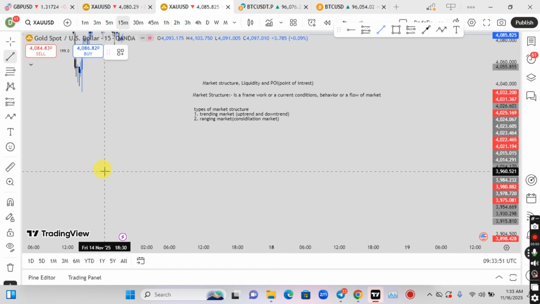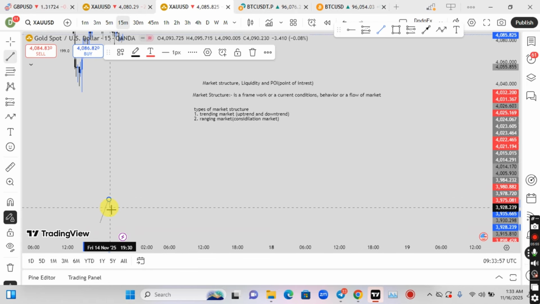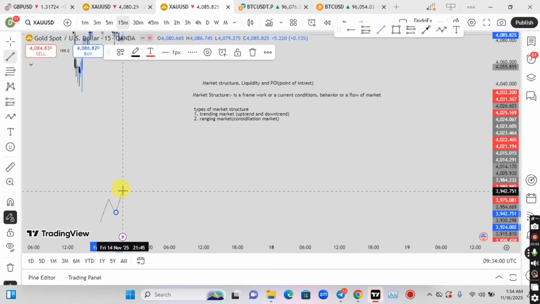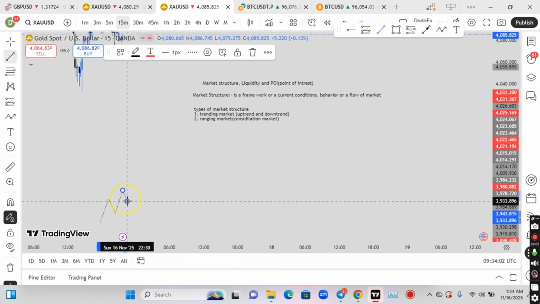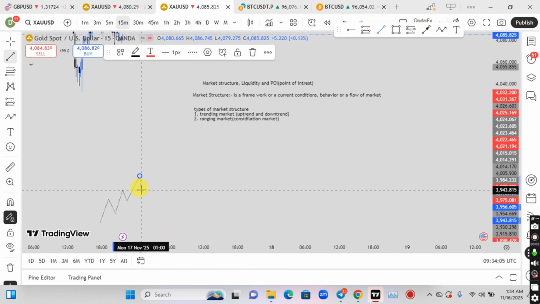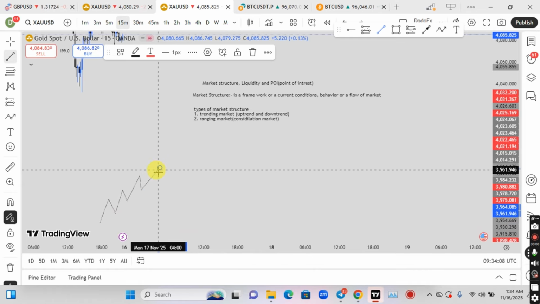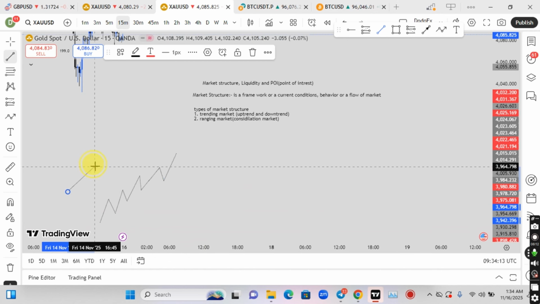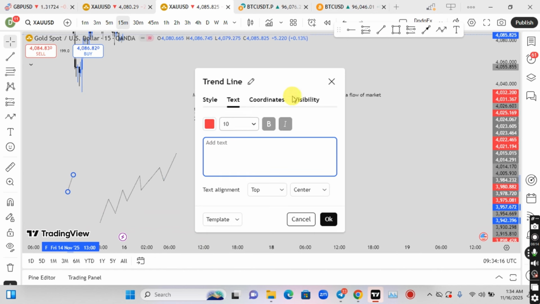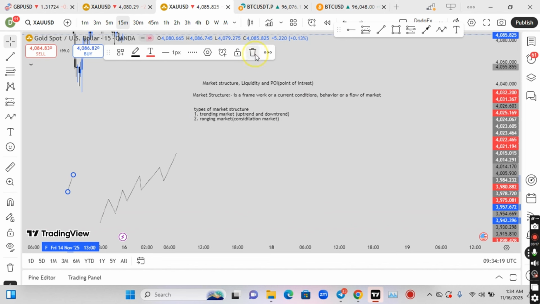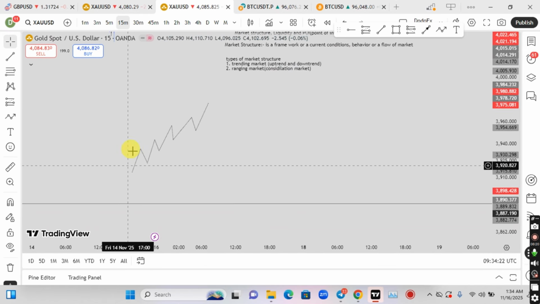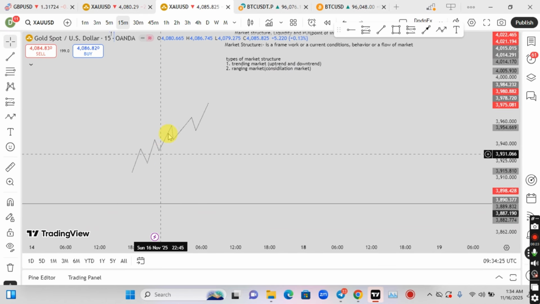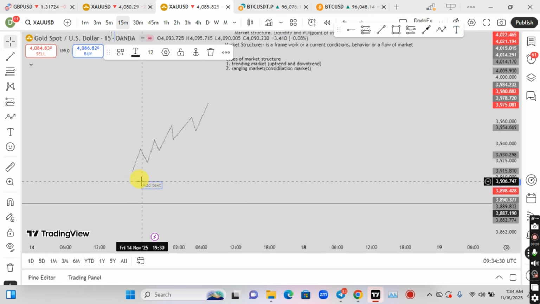The uptrend is when price moves upward from one point to another, creating a series of higher highs, higher lows, higher highs, higher lows. So that's what we call an uptrend market. When price moves in a series of higher highs and higher lows, this is what we call an uptrend market.